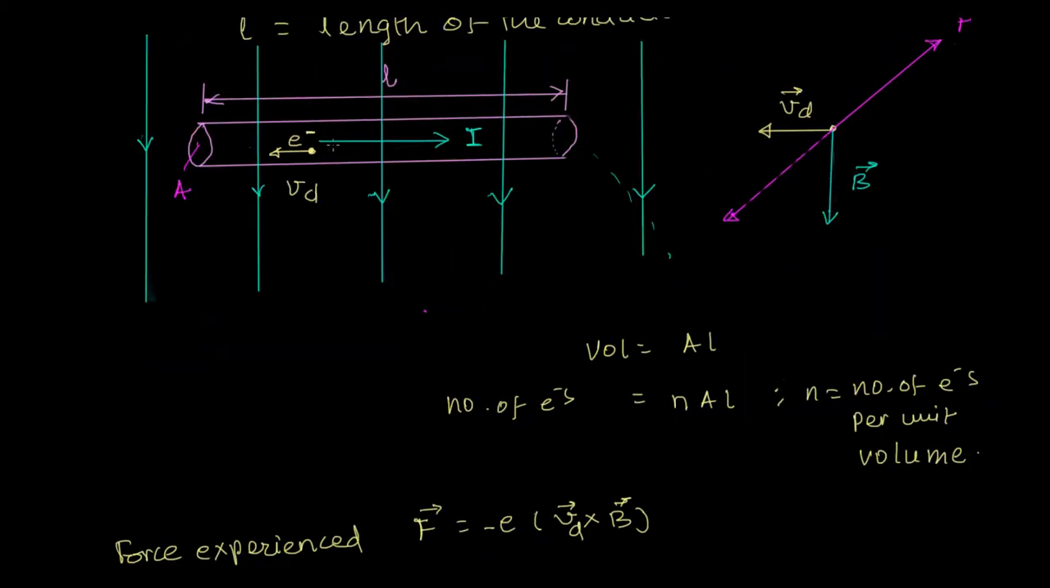So I said if it is L cross B, then L points in the direction of the current, and B is already pointing downward. This is the direction of L. This is the direction of B. So what is the direction of L cross B? It is in this direction. Do you see that? This was L, right? So L cross B points in this direction, and which is the direction of the force? Do we see that?